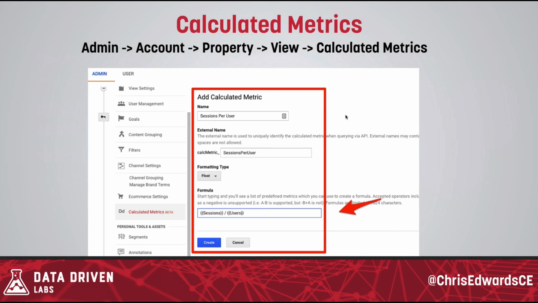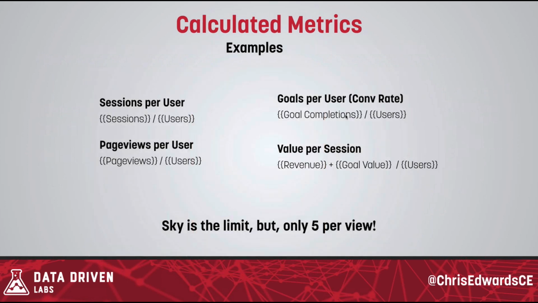To give you some examples of what this could be, we have sessions per user. You can do sessions divided by users. Page views per user, same thing: page views divided by users. Goals per user to come up with a conversion rate at the user level, because currently goals and conversion rates are set up by session. You would actually change it to be a percentage, and then you would say goal completions divided by users, and it will give you that information.